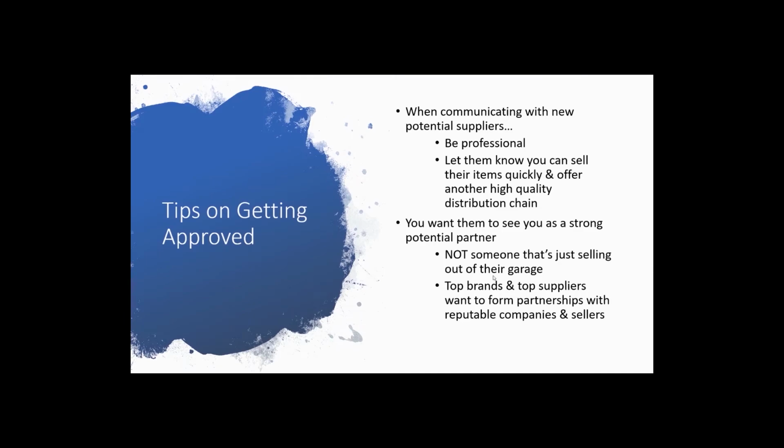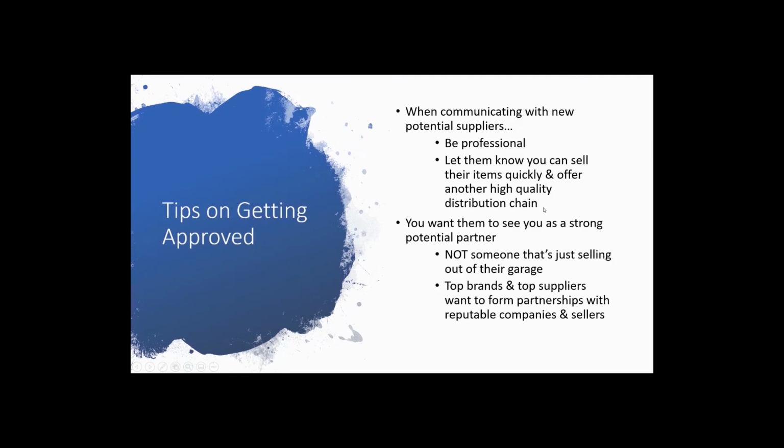Whether you pick up the phone and actually talk to them or you talk to them through email, when you communicate with potential suppliers, you want to be professional and you want to let them know mainly what the most important thing to them is, that you can actually sell their items quickly, okay? Because they're not looking for another small business or a small Amazon seller or a small e-commerce seller to sell a couple products here and there. And you don't necessarily have to tell them that might be all that you can sell initially, but they are specifically looking for another high quality distribution chain that's going to sell their items quickly, okay? So that's kind of how you want to position yourself.